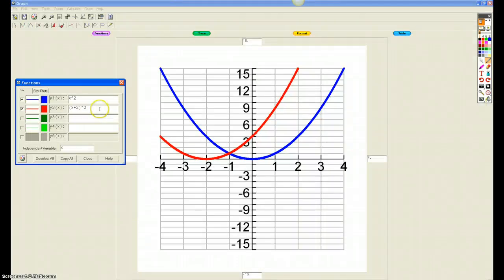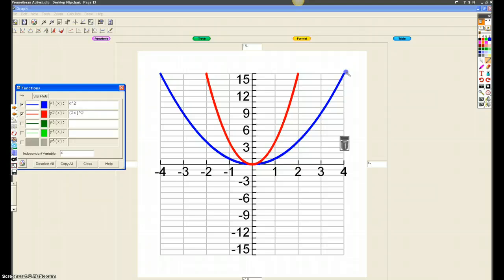Let me just clear this. And let's do f of 2x, which is (2x) squared. Now again, most people think that's going to double your x values, which would result in stretching the graph out, but that's not what happened, right? This is f of x, the blue, and this is f of 2x.